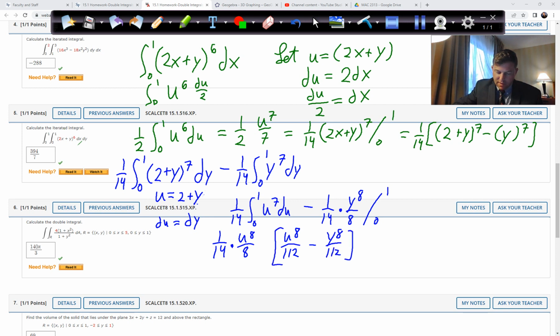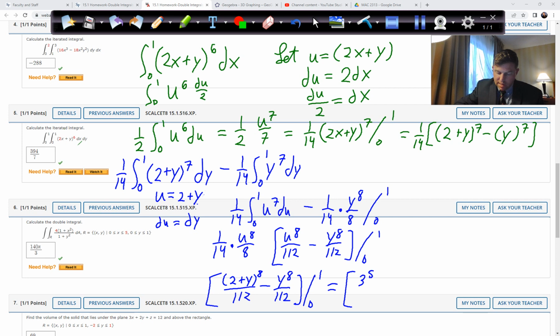And they're both being evaluated from 0 to 1. Now I have to be real careful here. Technically that's not correct. You have to change u back to what it was to use those limits. So this is 2 plus y to the 8th over 112 minus y to the 8th over 112 from 0 to 1.